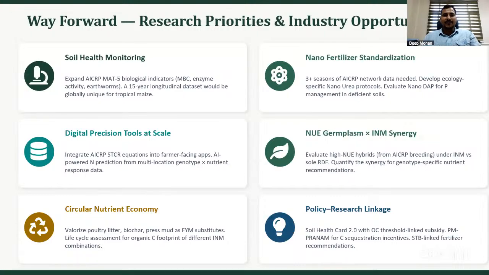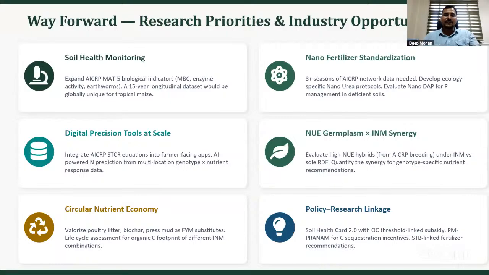So coming to the 6 priority areas we are seeing here. First is soil health monitoring. We need to do the health monitoring through physical, chemical, and biological parameters. The second one is nano fertilizer standardization. We have only 2 years of data, so we need to go for more years and more locations.